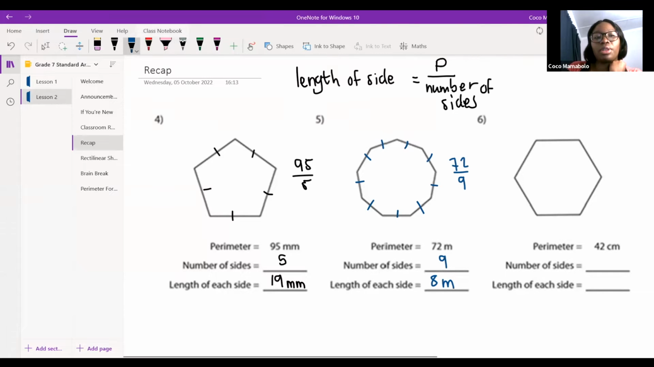Awesome. Sayan, let's do the last one together. Good evening, ma'am. Good evening. So let me quickly count, there are 6 sides. Good. 6 sides. And what did I write? 42 centimeters divided by 6. Good. And what is my answer going to be? 7 centimeters. Excellent. That was so well done. Amazing stuff.